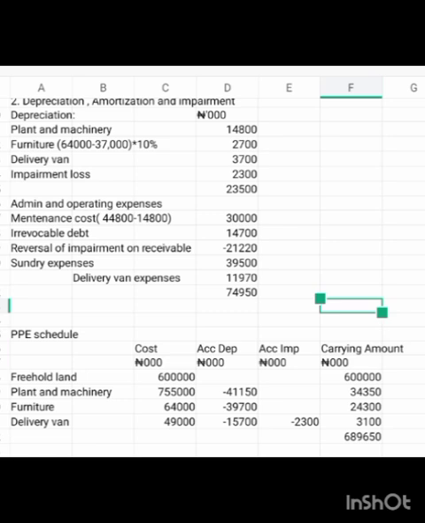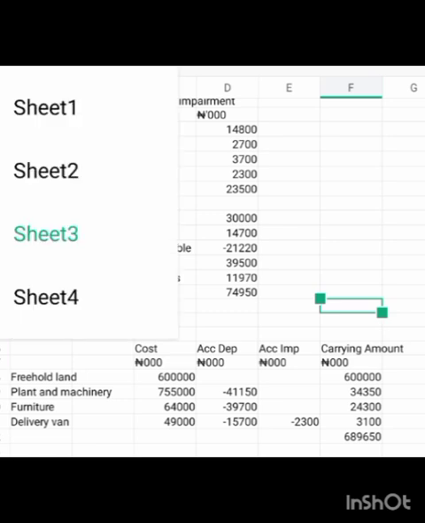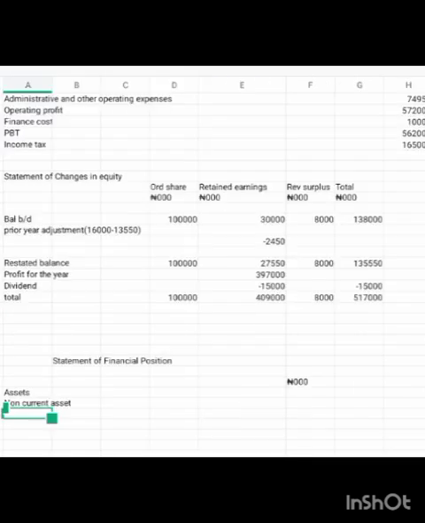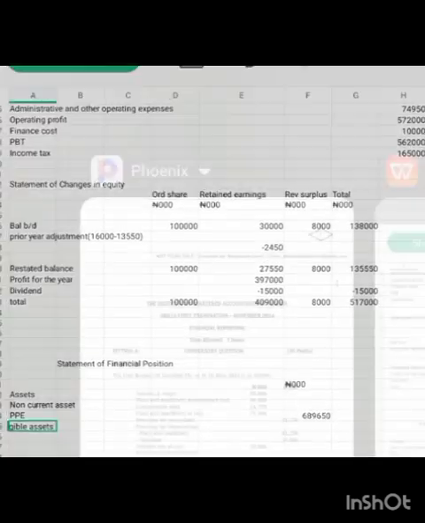So our PPE now is 689,650. So we come here, see that our property, plant and equipment is 689,650. Having done that, we move to the next item, which is intangible asset. We have goodwill in our question.